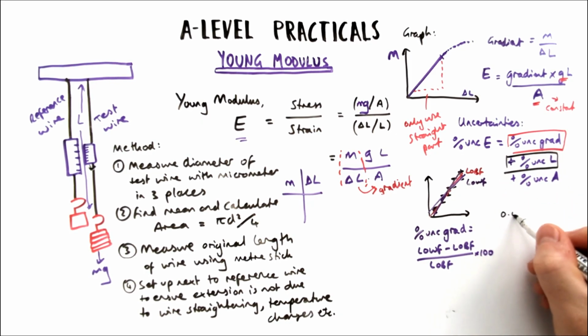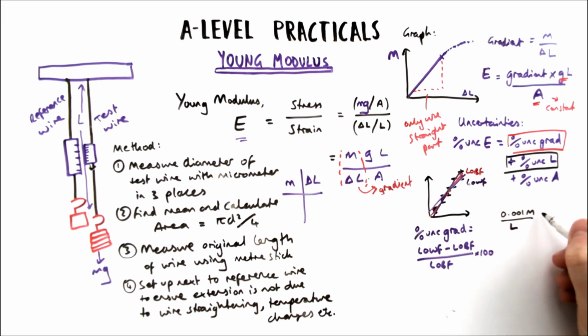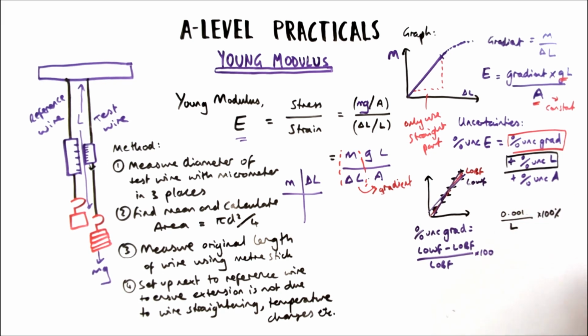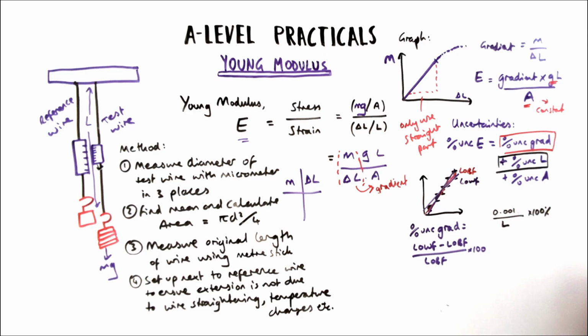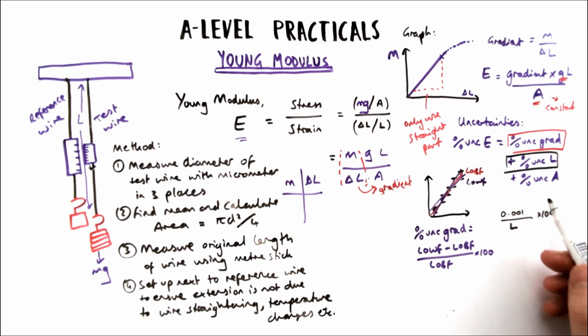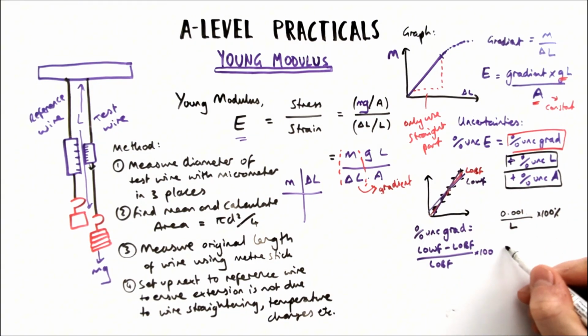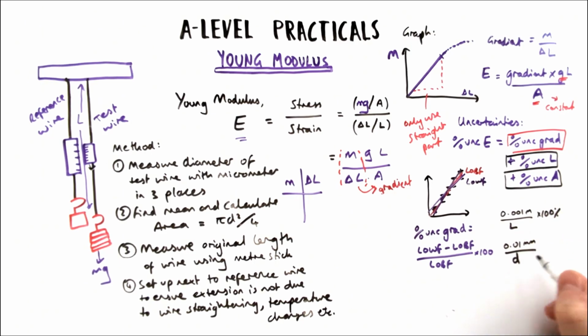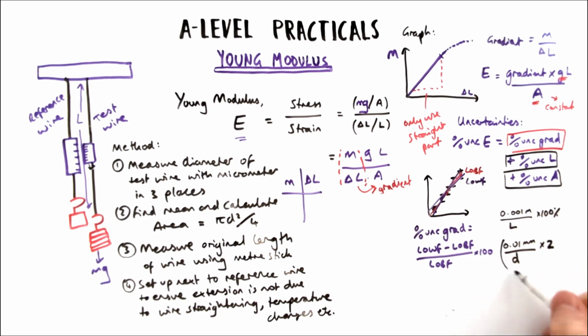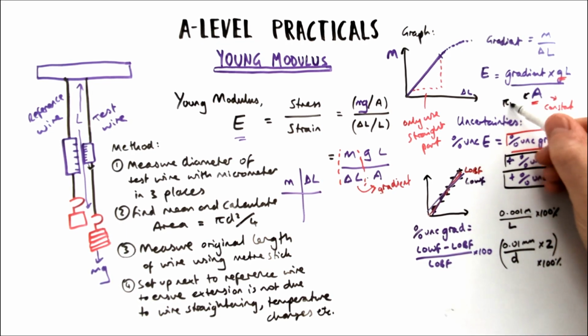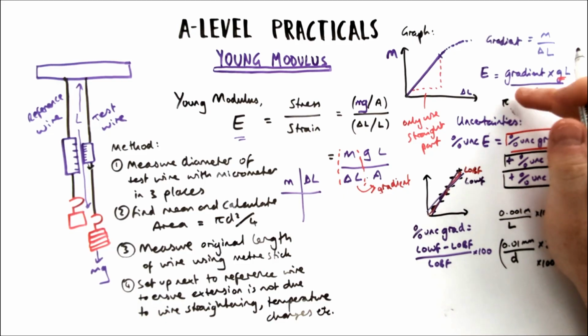To work out the percentage uncertainty in L, you just do the resolution, so usually a millimeter, divided by the actual length in meters, therefore times by 100 gives you percentage uncertainty. To find the percentage uncertainty in the area, you need to do the resolution of a micrometer, which is 0.01 millimeters, divided by the actual diameter, and you times it by 2. Because the area is pi r squared, you double the percentage uncertainty in the diameter.